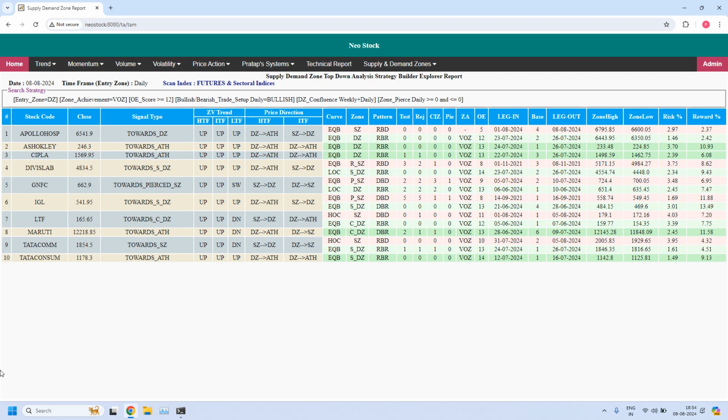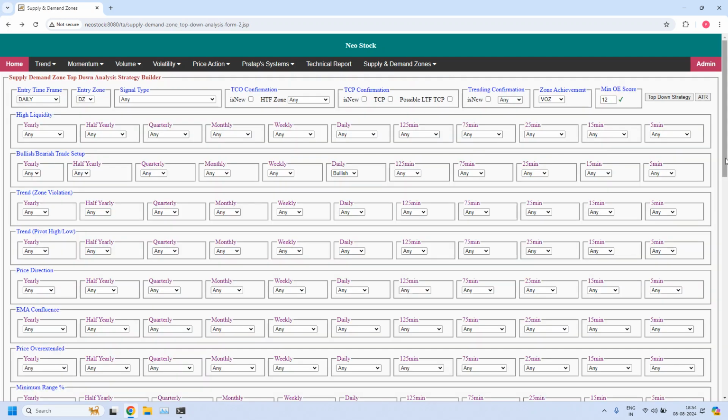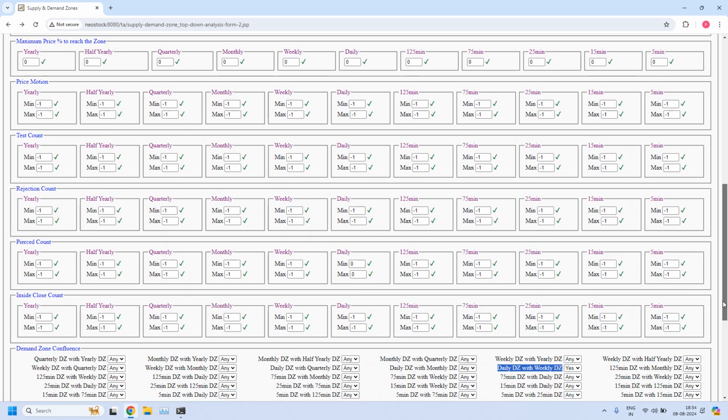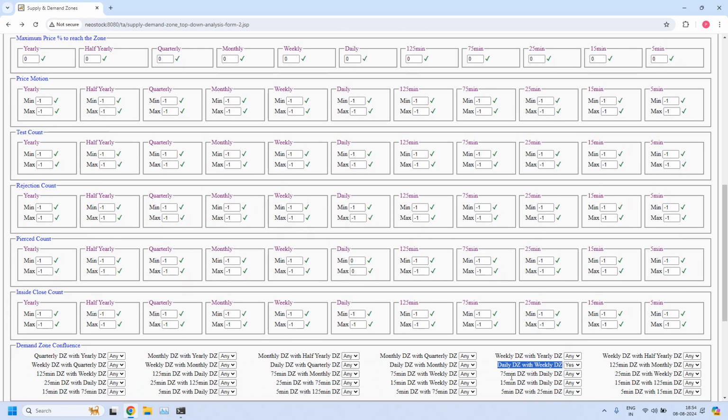Okay, out of these 10 again, how many are having confluence with monthly? That means daily, weekly, monthly, all together confluence. So let us add 2 more filters. Already we have added the filter daily with weekly demand zone. Now daily with monthly demand zone confluence also I am enabling.